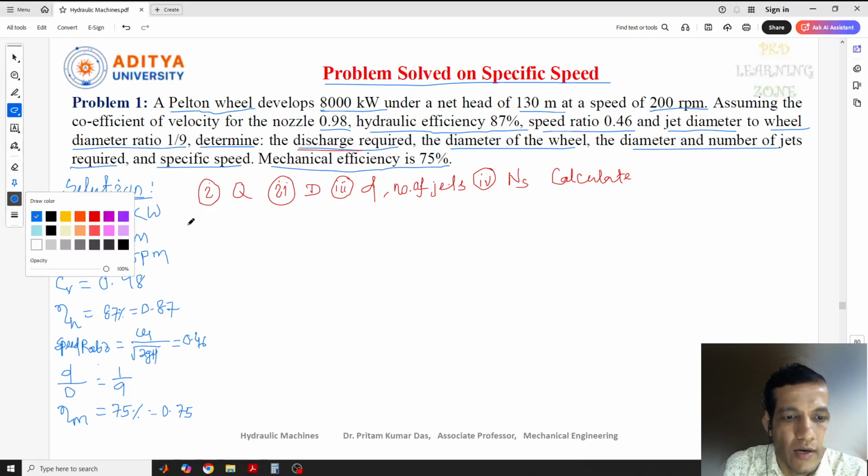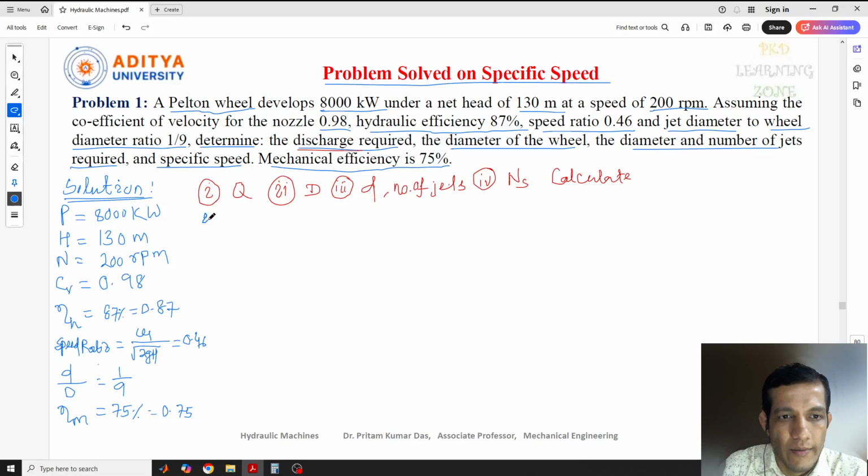First, I'll do one thing here. If you see, the speed ratio is given, and from that we can find out the value of u1. Anyway, I'll give the Q point actually. So we need to identify where this Q term is associated.